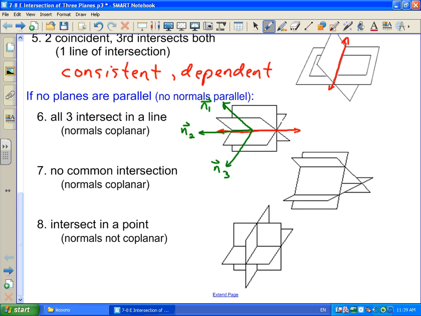So that gives us a little bit of information about the system. Now, if all three of them intersect in the same line, obviously that line is going to be our solution. So the system is going to be consistent and dependent.